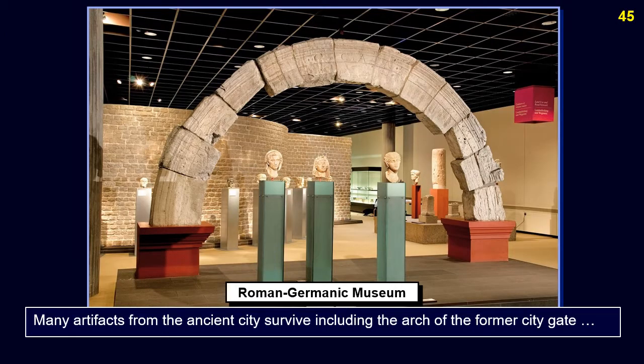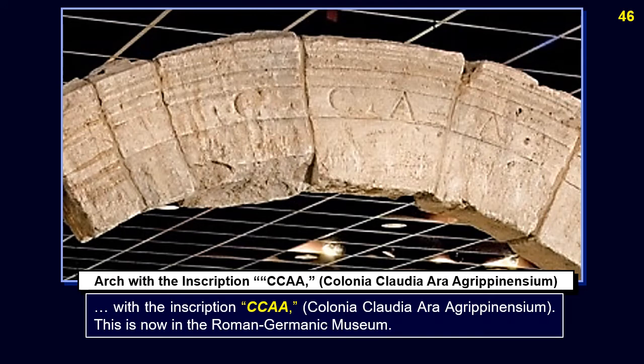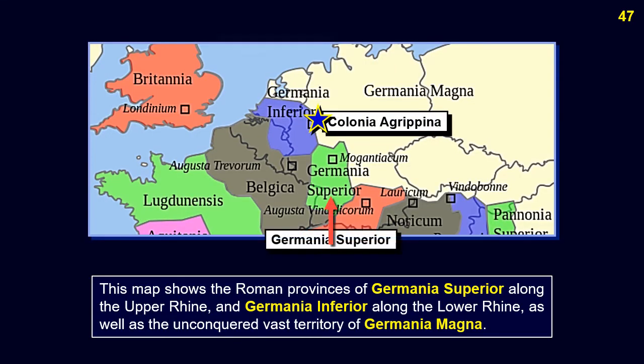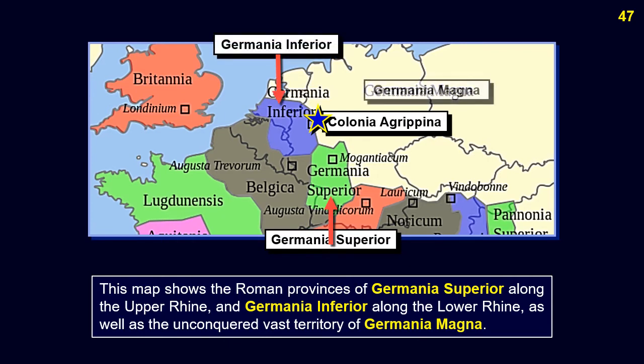Many artifacts from the ancient city survive, including the arch of the former city gate, with the inscription CCAA, Colonia Claudia Aera Agrippinensium. This is now in the Roman-Germanic Museum. This map shows the Roman provinces of Germania Superior along the Upper Rhine, and Germania Inferior along the Lower Rhine, as well as the unconquered vast territory of Germania Magna.